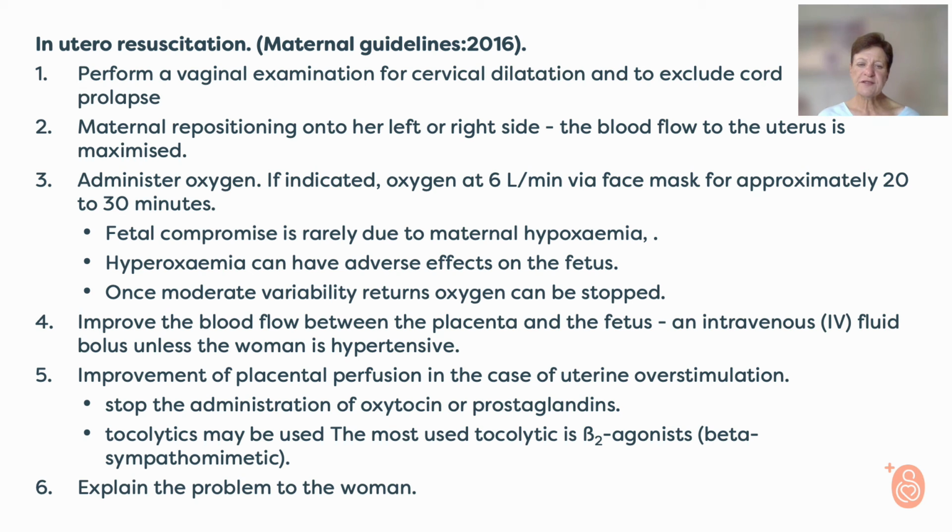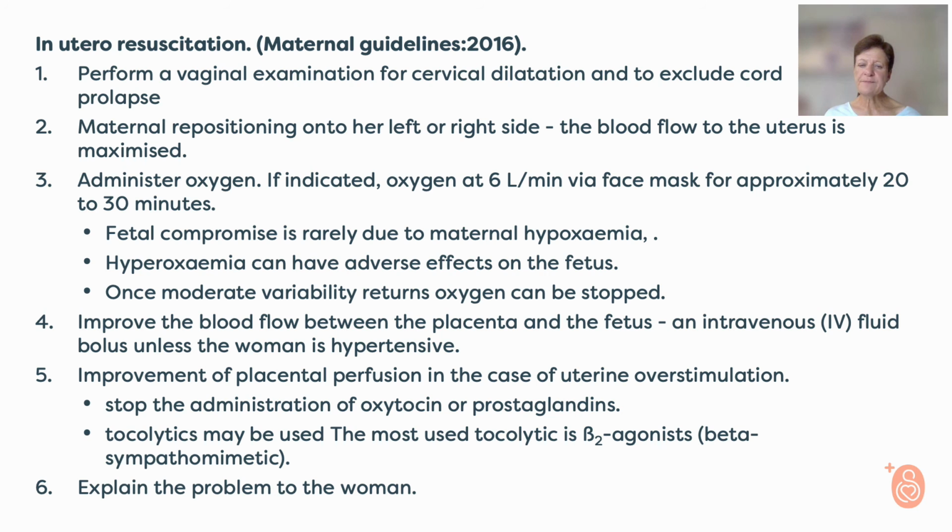We need to reposition the mother onto her left or right side to improve the blood flow to the uterus and specifically to the placenta. We might decide to give oxygen, and we have said in the previous slides that that's quite a controversial issue. And if we do give it, we only give 6 liters per minute via face mask for 20 to 30 minutes, and we see whether the condition improves. If the condition improves, we can stop the oxygen. If the condition does not improve, we can stop the oxygen anyway, because then it will not improve after 20 to 30 minutes.